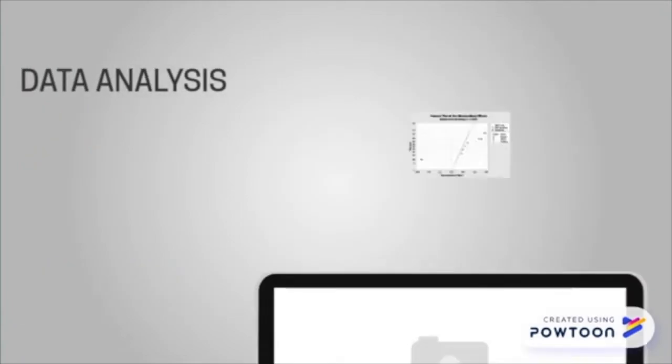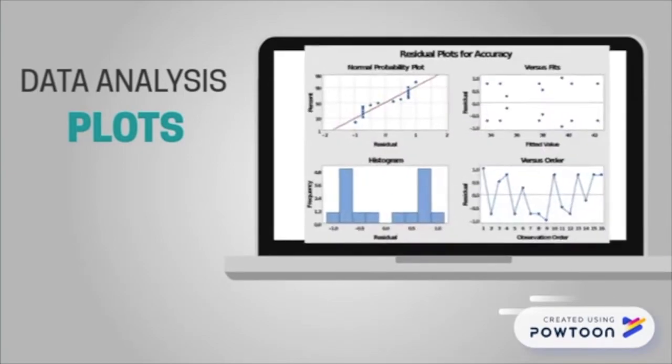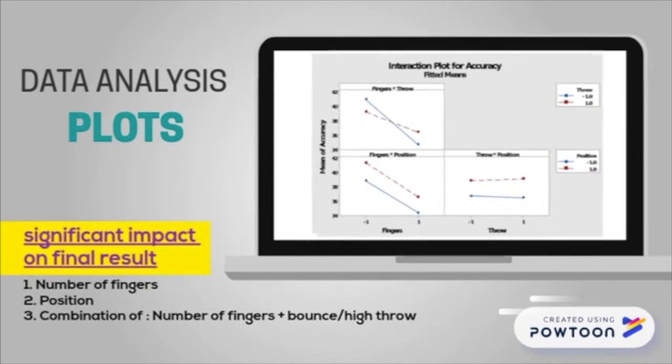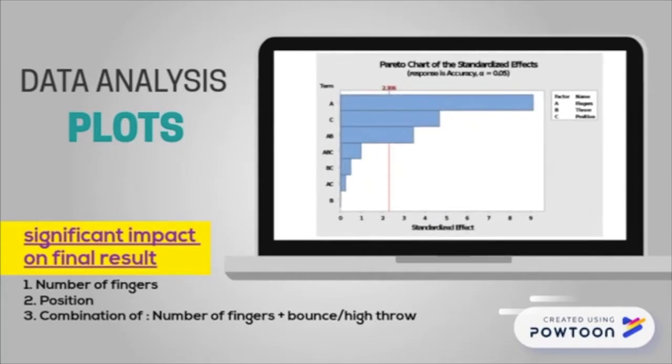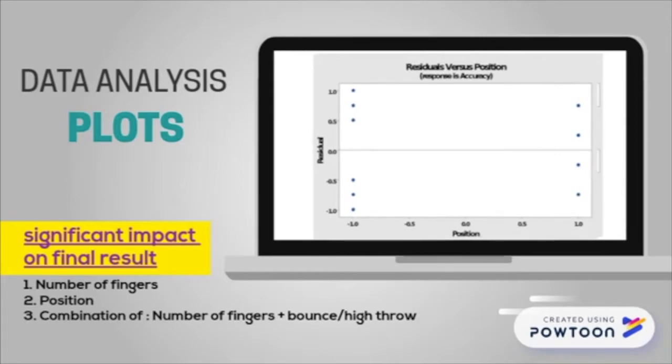As you can see, we have also pulled out numerous graphs and plots for analysis. More specifically, after analyzing the normal plots and Pareto charts, it turns out that the factors that have significant impact on the final result, leaving everything else constant, are number of fingers, position, and combination of number of fingers and bounce or high throw.